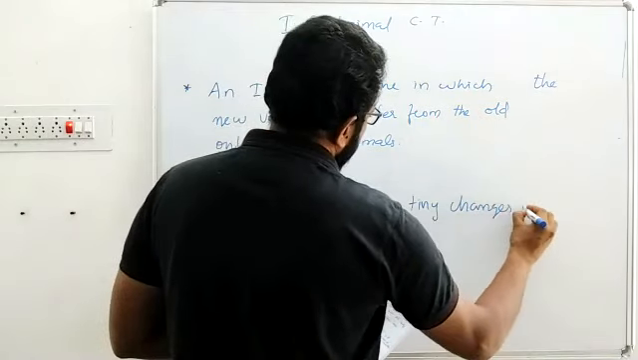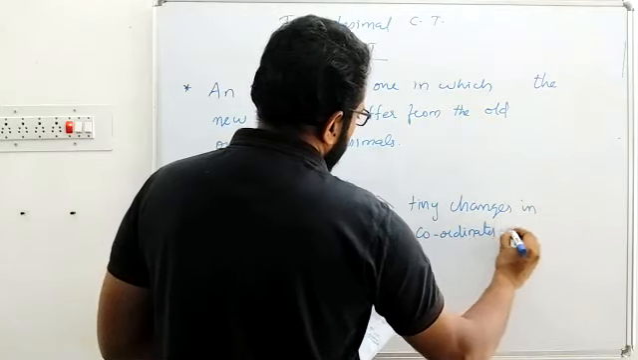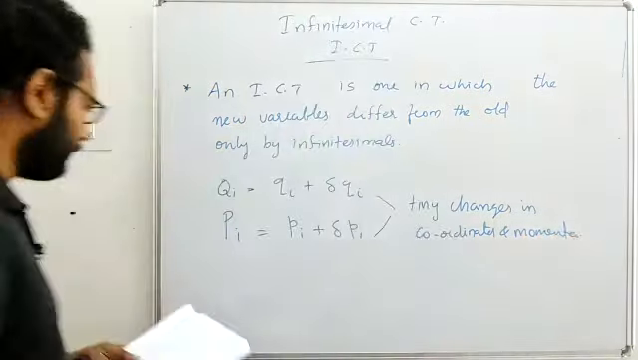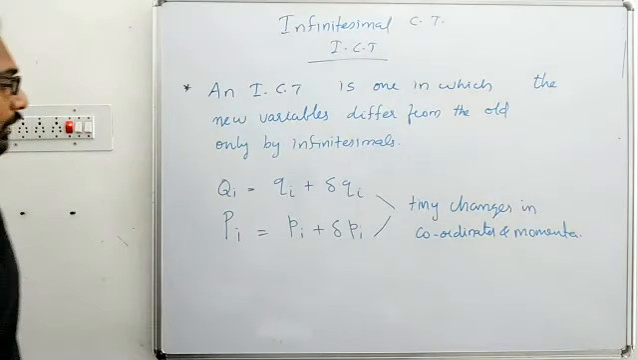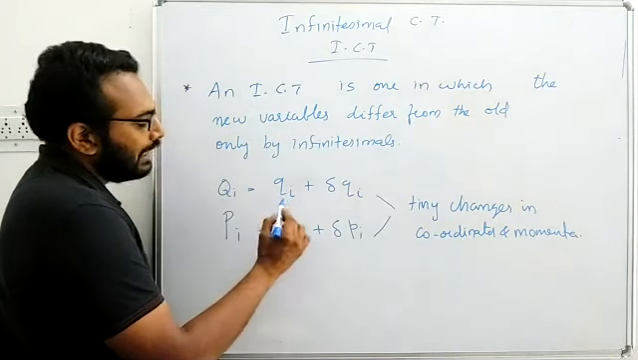These are tiny changes in coordinates and momentum. Okay. All right. Now we see that the infinitesimal canonical transformation differs from the identity transformation.